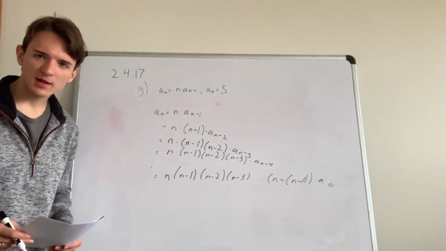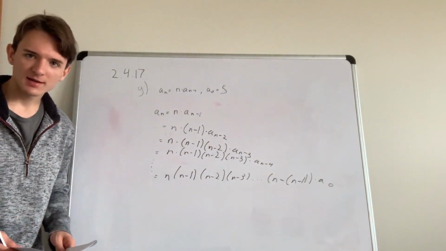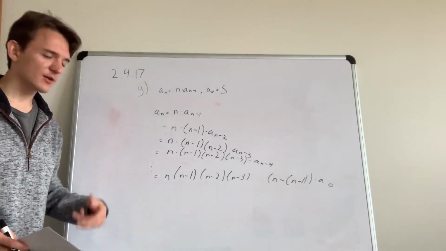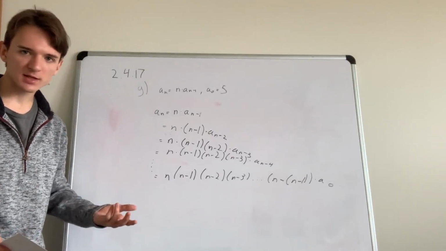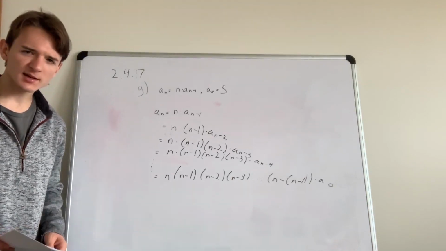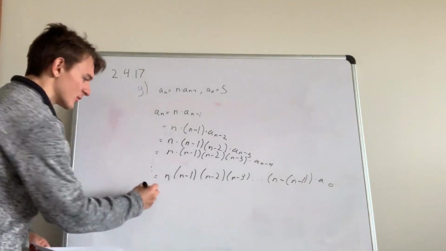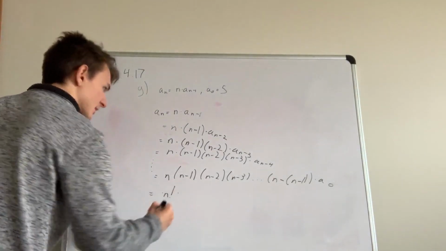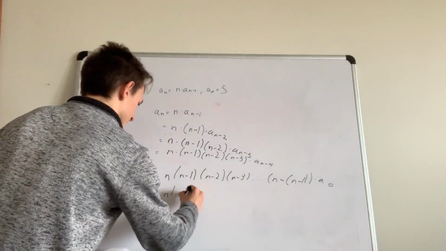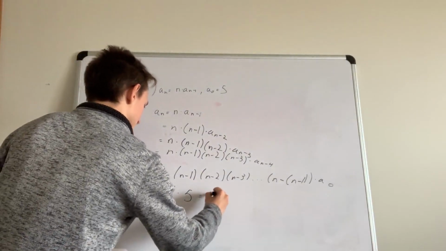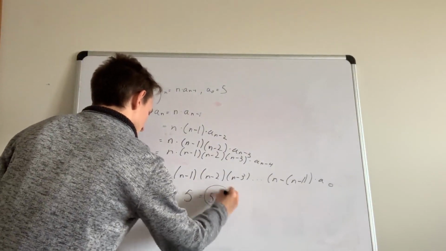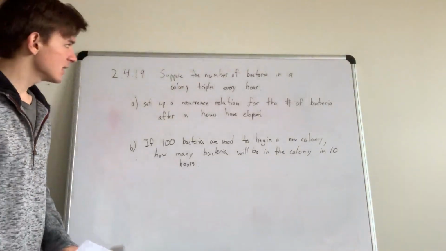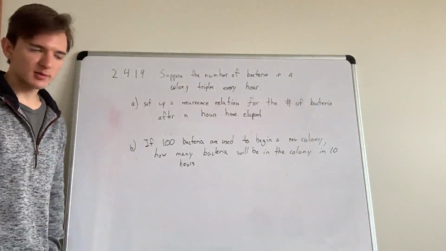Now, do we know an operator that this can simplify to? Let's say n is 5. We had 5 times 4 times 3 times 2 times 1. What does that look like? Well, of course, that's a factorial. N factorial times a of 0, which is 5. So 5 times n factorial is our final solution. Okay, everybody? So let's move on to a word problem.